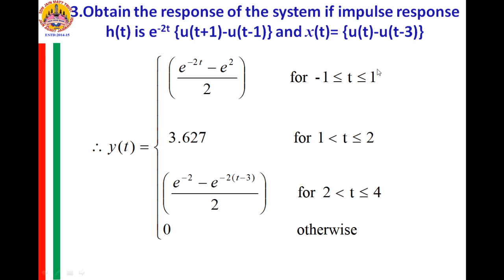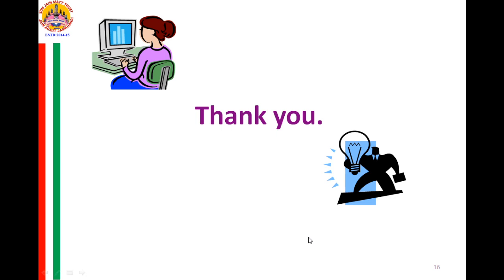So you will observe that y of t is e raised to minus 2t minus e squared by 2 for t varying from minus 1 to 1. It is 3.627 for t in between 1 and 2, and it is e raised to minus 2 minus e raised to minus 2 times t minus 3 by 2 for t varying from 2 to 4, and is equal to 0 otherwise. That is, for t less than minus 1 and t greater than 4, y of t is 0. So, thank you very much for your patience in hearing.